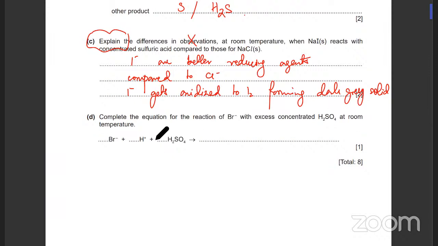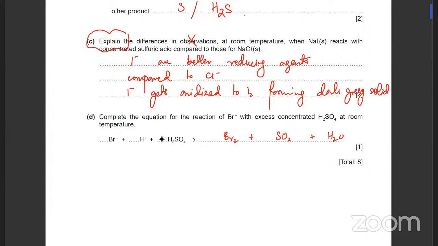Complete the equation for the reaction of Br-1 with concentrated sulfuric acid at room temperature. So what is produced is Br2. The sulfuric acid gets reduced to sulfur dioxide, and you'll have water as well. Now the tricky part is balancing the redox equation. You have to balance the number of electrons.